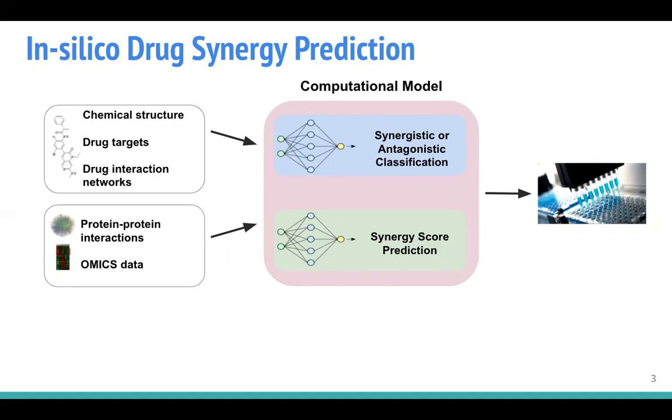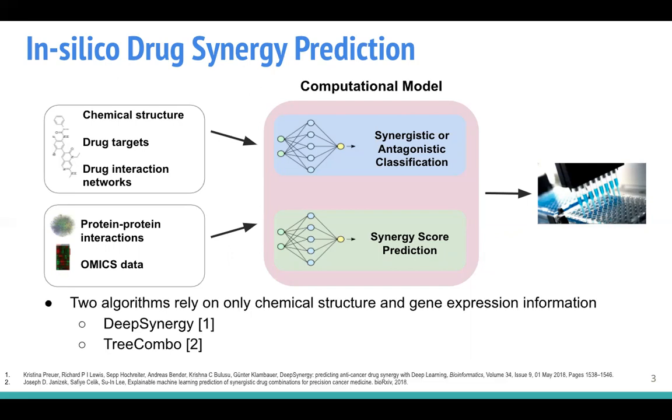We can use different sets of features to represent the drugs and cell lines. For example, we can represent drugs with their chemical structures, target proteins, or pathways, and we can even use drug interaction networks. The cell lines can be represented with protein interaction networks and their omics data, such as gene expression and mutation profiles. However, the dataset sizes get smaller when we try to use all such feature sets, and this may lower the performance of the models, especially the deep learning architectures.